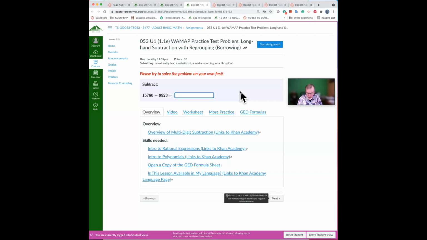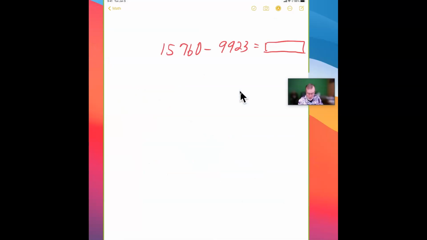All right, let's take a look at how this problem is worked. Let me write it out. We've got 15,760 minus 9,923. What's that equal to? All right, let's take a look at my tablet. Same as the previous problem, we have to rewrite this. On WAMAP, you will usually get your problems in this horizontal form, so you have to know the rules in order to stack them correctly to get the correct answer.